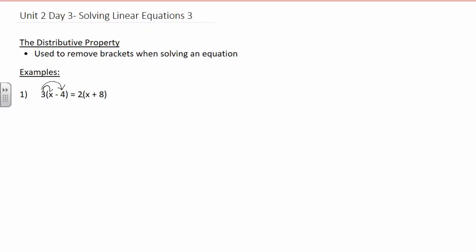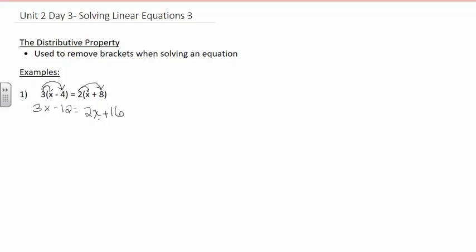Likewise, we have a number outside of brackets, so we can multiply the 2 times each term inside the brackets to get rid of the brackets. So 2 times x and 2 times 8. So we end up with 3x minus 12 equals 2x plus 16. And as you can see, our brackets have been removed using that distributive property.